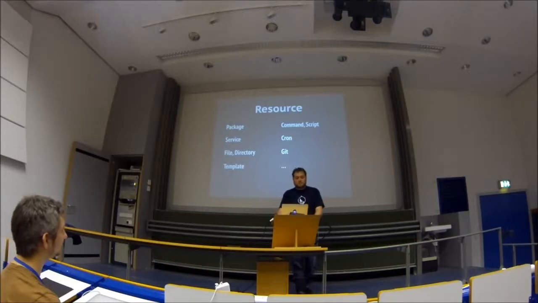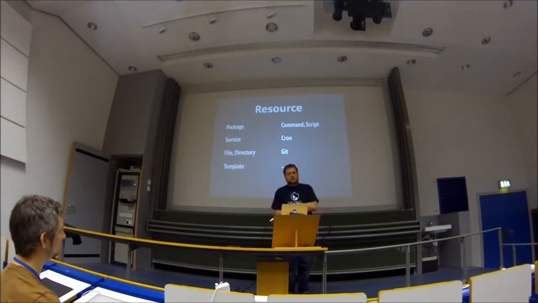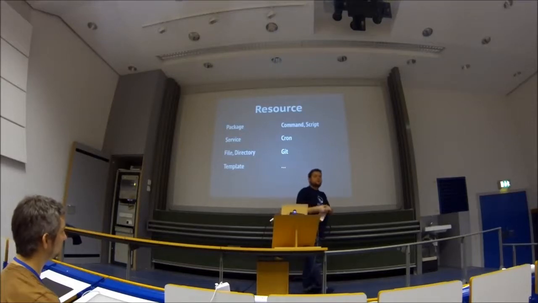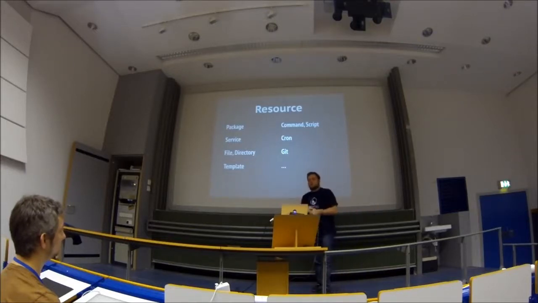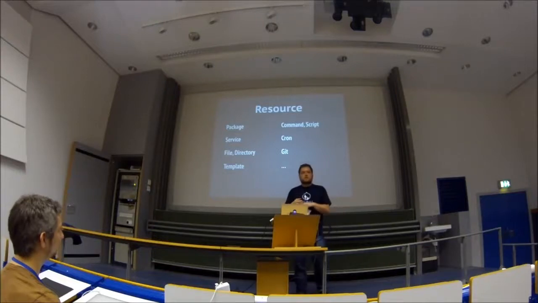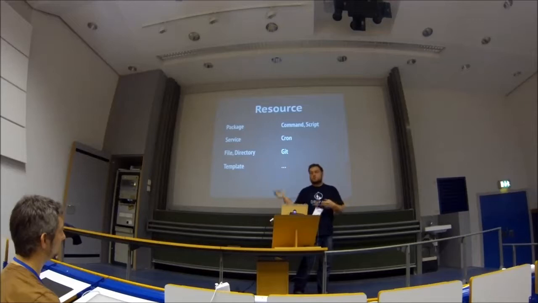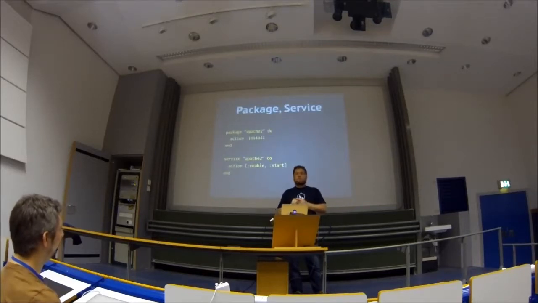Your resources, again, simple examples are packages, like apache2 again, the most famous one. You have services you can control from Chef, like service cron restart, as you do on Ubuntu. You can do that from there. You can create files and directories, of course. You can do that from Git. You can do that from files in your cookbooks. You can use templates. And it looks like this.